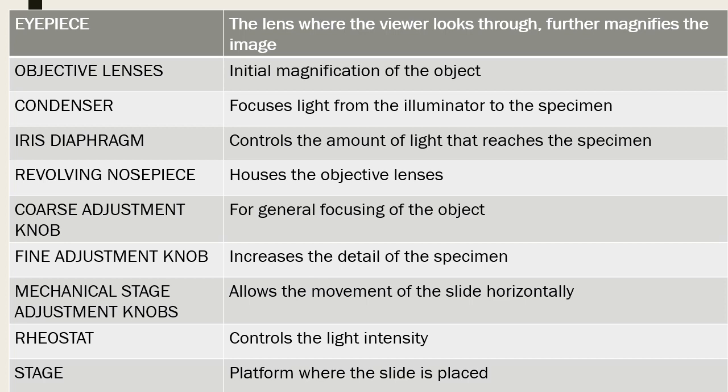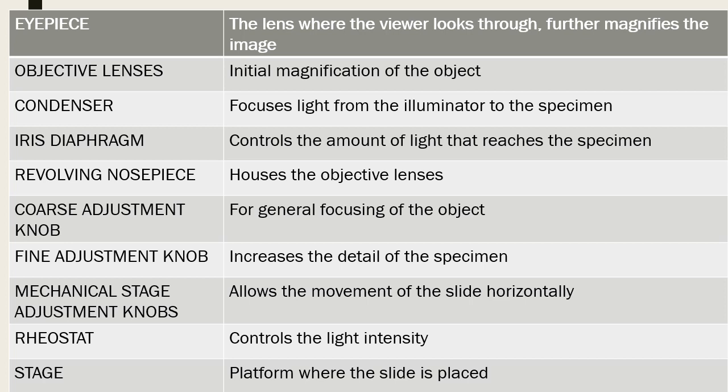Okay, moving on, you have your objective lenses. Your objective lenses are housed in your revolving nosepiece. Actually, you have three to four objective lenses housed in your conventional binocular microscope. You have your scanner, your low power objective, your high power objective, and your oil immersion objective. For the magnification, your low power objective is at 10 times.